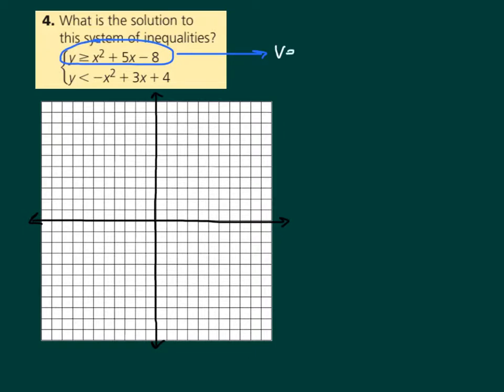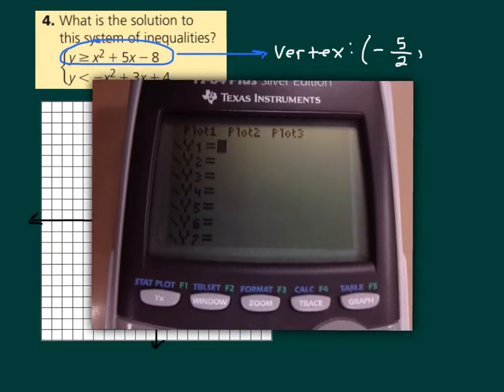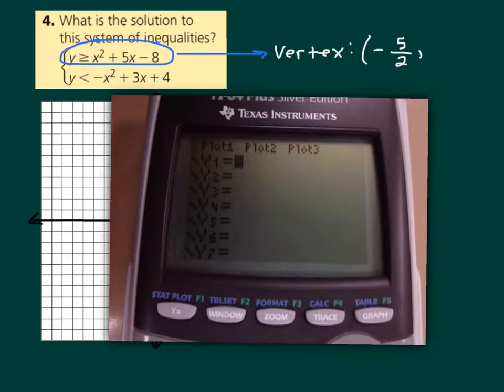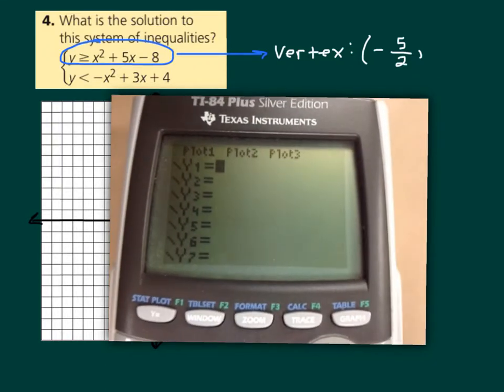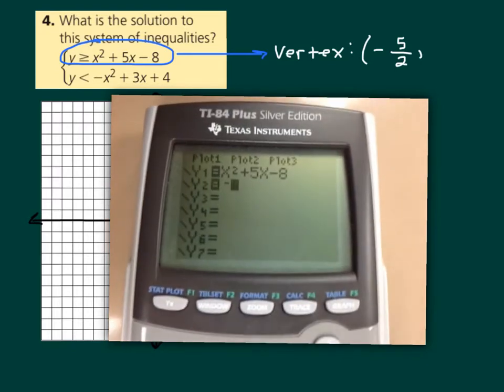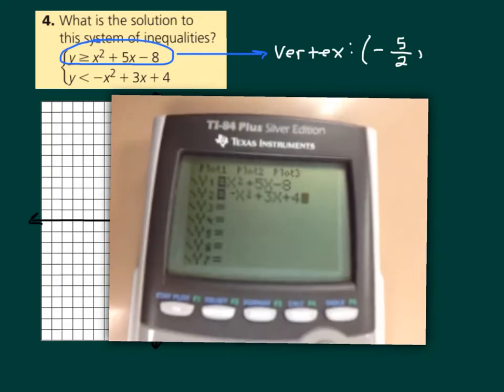What is the vertex for this blue parabola? If we use negative b over 2a there, we get negative 5 halves as the x value. What is the y value? We're going to add another fun video box. You guys need to know how to use the calculator. Go into y equals. Put both of these in. We've got x squared plus 5x minus 8 and negative x squared plus 3x plus 4. Those are our two equations.